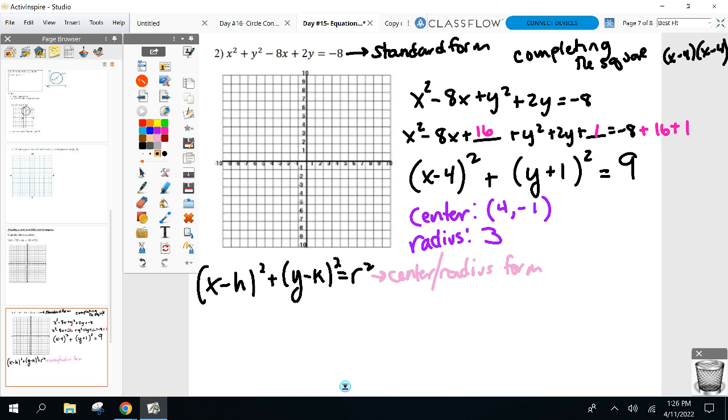And then, yes, we can graph it. Can we just not waste time and just freehand it, please? We'll be using your compass enough later on. So 4, -1. And then you go 3 up, 3 to the right, 3 to the left, 3 down. There you go. That's why I guess I don't freehand it often.